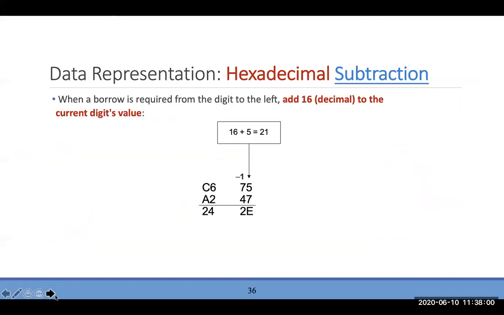So this is also subtraction. Subtraction is very, very interesting also in hexadecimal. So you need to understand how to do subtraction in hexadecimal. So in hexadecimal right here, we're going to have 5 and 7, right? If you want to subtract 47 from 75 or A2 from C6, okay? Let's look at this right here.